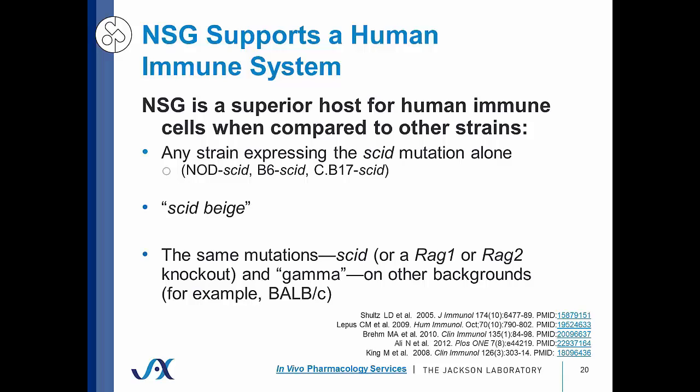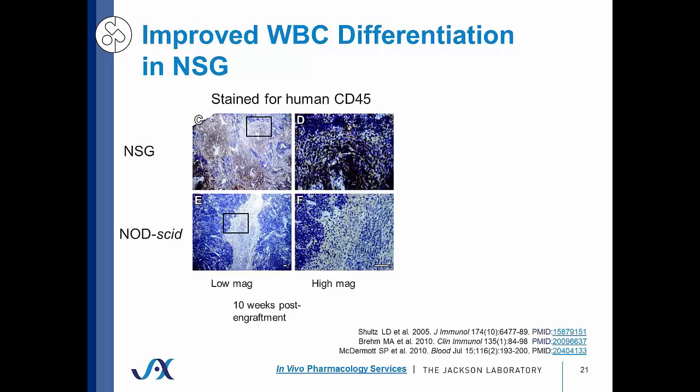NSG mice also have better engraftment than scid beige mice, as well as strains of different backgrounds that have the same or similar mutations, including the scid mutation or the RAG1 or 2 mutations that essentially knock out T and B cell development, or the gamma mutation eliminating natural killer cell function.